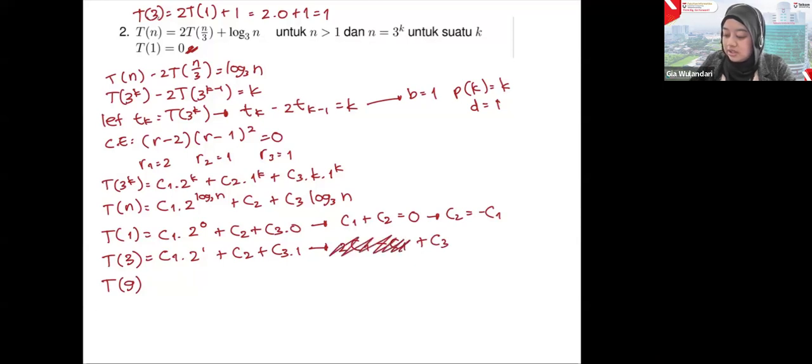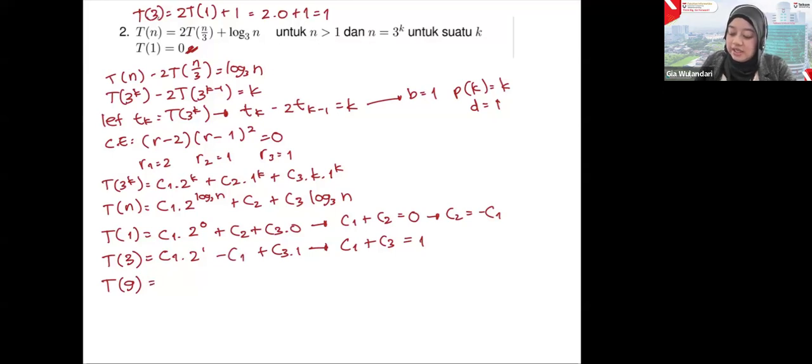Or I can just write it directly. We have C1 plus C3 must be equal to 1, because we already changed C2 into minus C1.